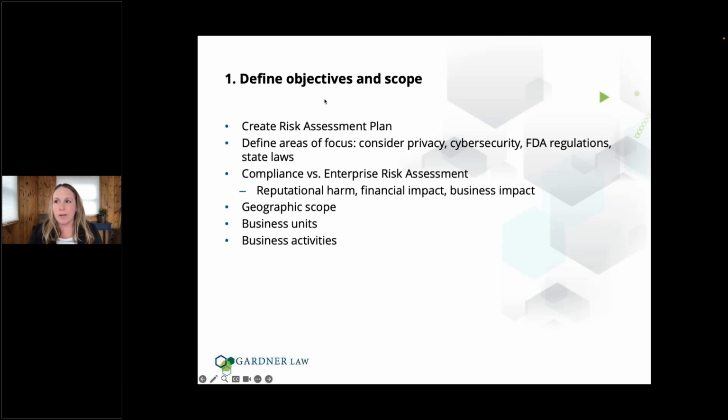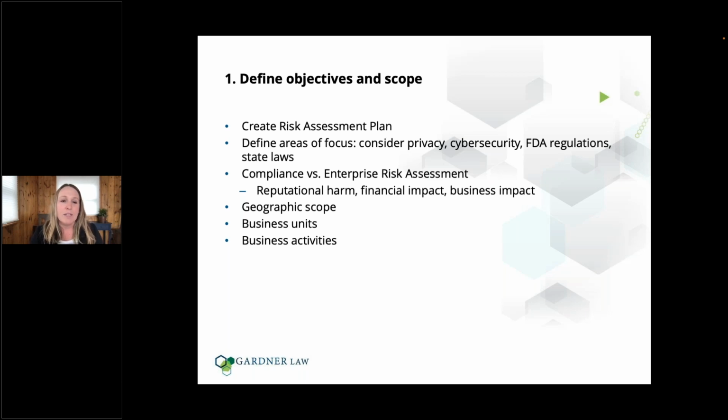All right, so step one is really defining your objectives and the scope. Very important. You'll want to create a risk assessment plan, so truly documenting, on a piece of paper that's reviewed, routed, and approved by all the stakeholders, where you want to focus. What is your scope? You want to be careful scoping so that it's not too large and not too small so as to not be very useful. So for example, do you want to include privacy in your scope? Cybersecurity? Do you want to look at FDA regs?